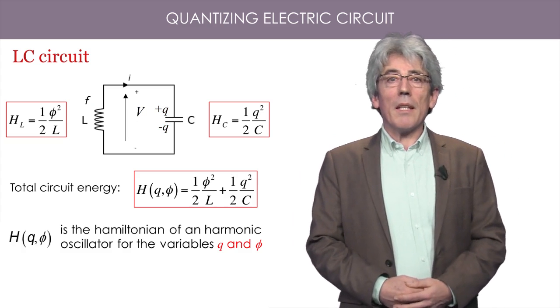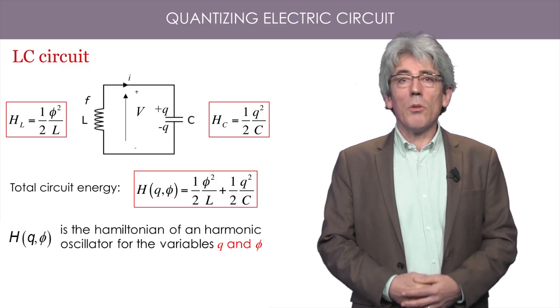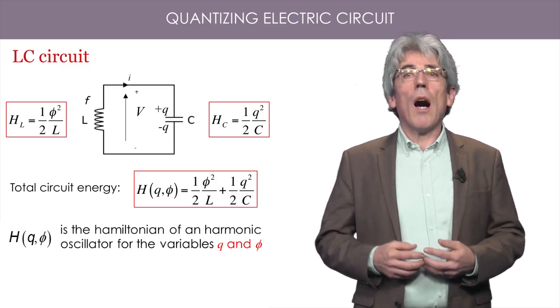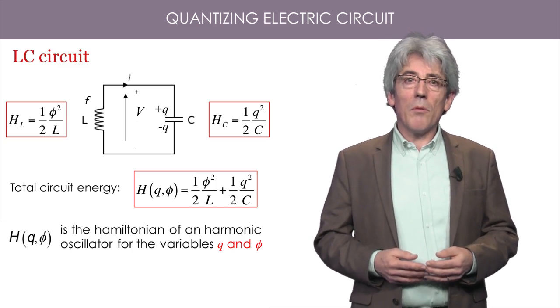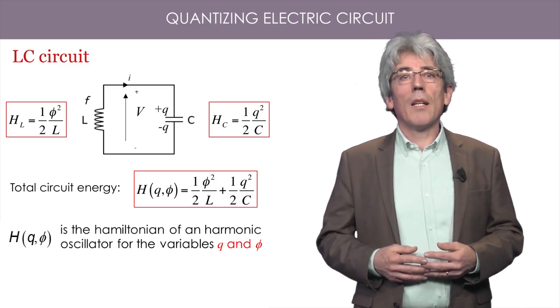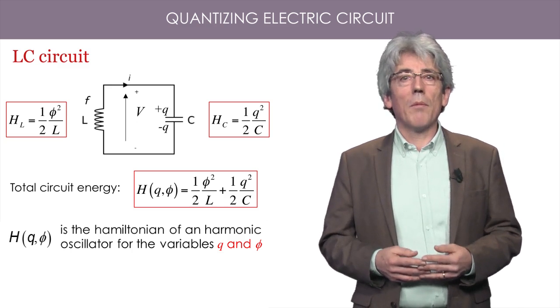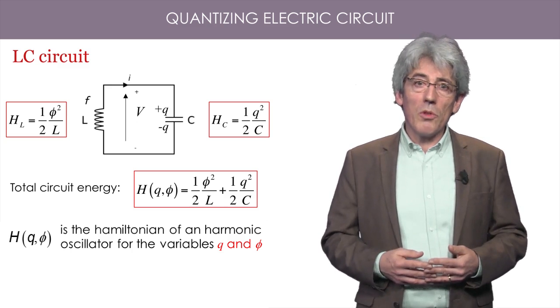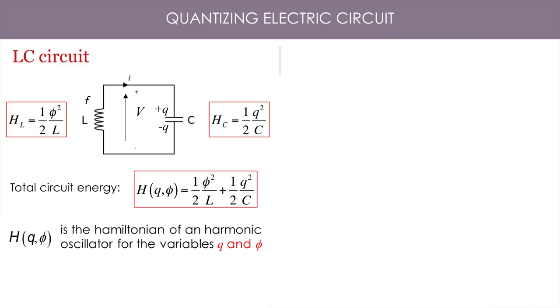Let us come back to the Hamiltonian H of Q and phi. Q and phi being canonically conjugate variables, this quadratic Hamiltonian in Q and phi is that of a harmonic oscillator. We can consider that the first term, which is proportional to phi squared, plays the role of a kinetic energy, whereas the second term, which is proportional to Q squared, plays the role of a potential energy. We are now ready to proceed with quantization.